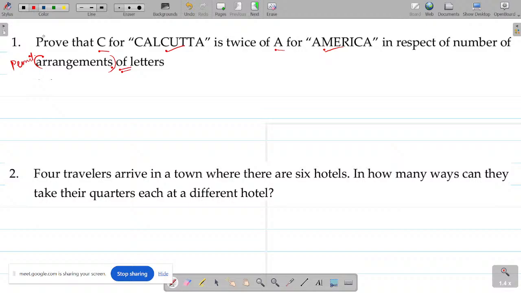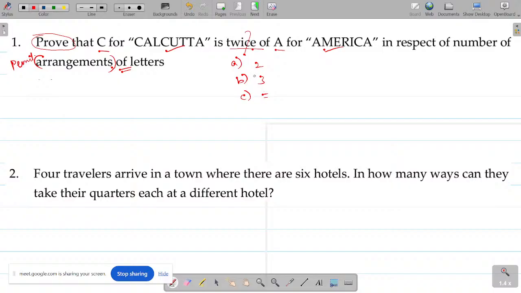We will not get this type of a question, prove that. But instead, it will be: C for Calcutta is dash. This dash you have to fill with the options. Option A, 2 times. What is twice of? 2 times of. Or option B, 3 times of. Or option D is equal to. It will be given in this format.